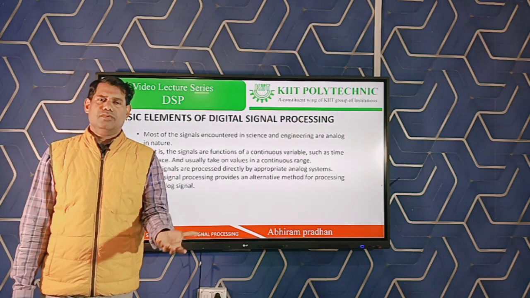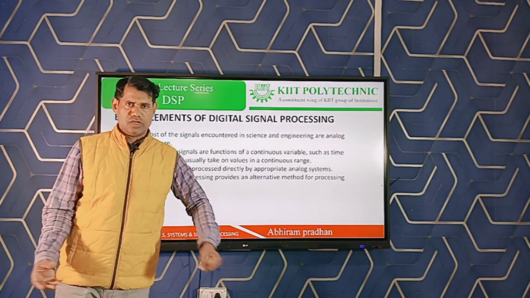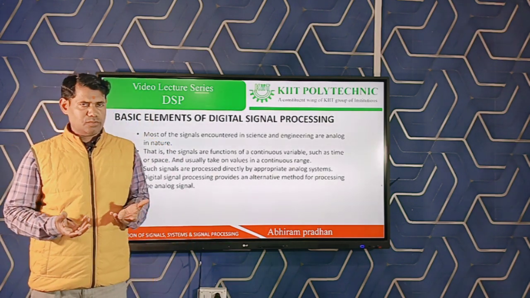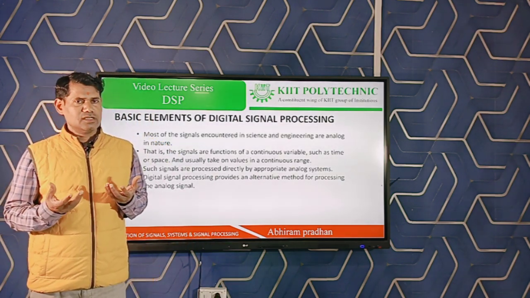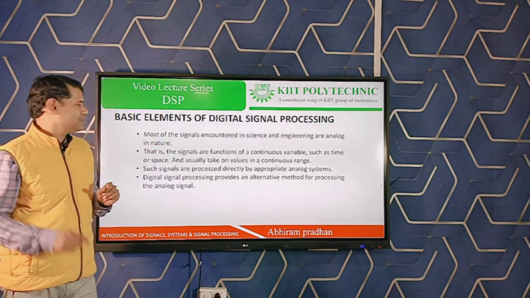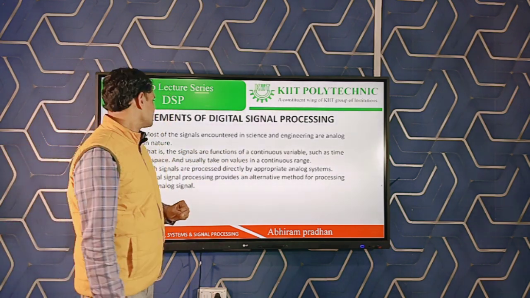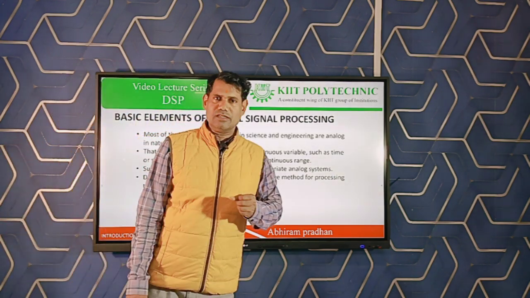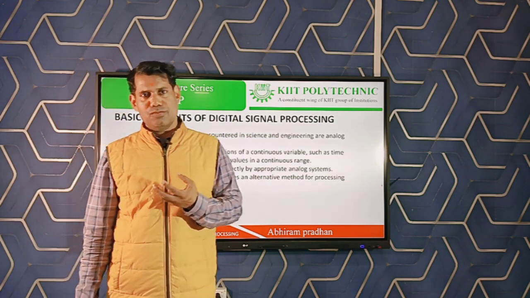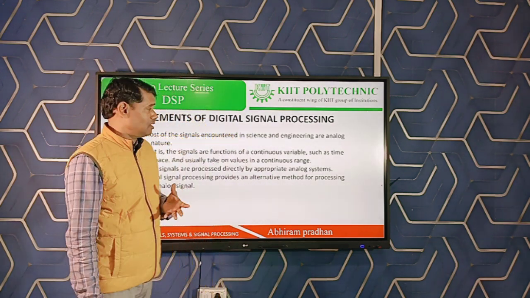Suppose somewhere a music sound is coming, that is analog in nature, but a digital signal never comes from nature. It has to be processed and prepared. Signals are a function of a continuous variable such as time or space. All the natural signals are analog in nature.